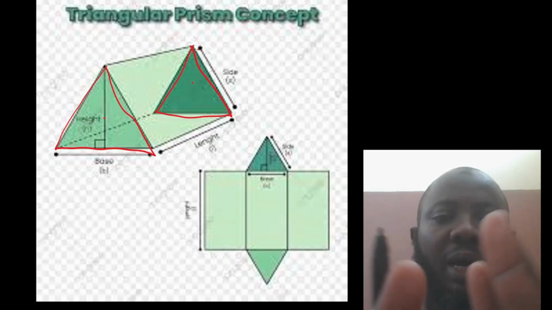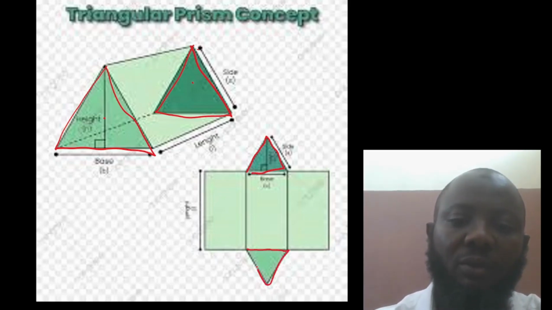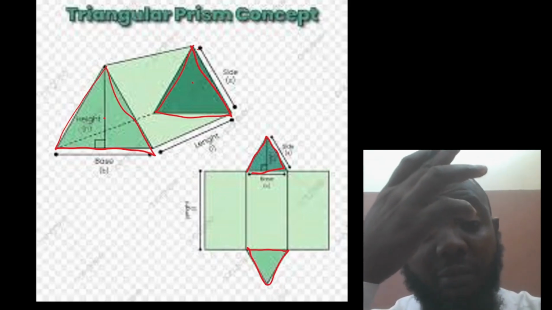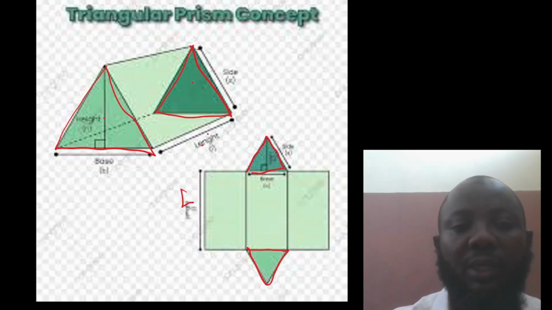When you open the prism into pieces, this is what you're going to have: two triangles and three rectangles. Two triangular faces and three rectangular faces. Now this is the length, and this is also the length. Then the breadth here is the base of the triangle, as you can see. This is the breadth, and the height of the triangle is here.